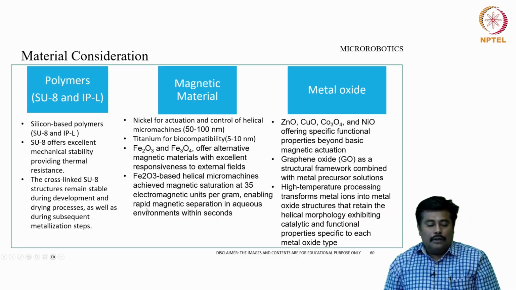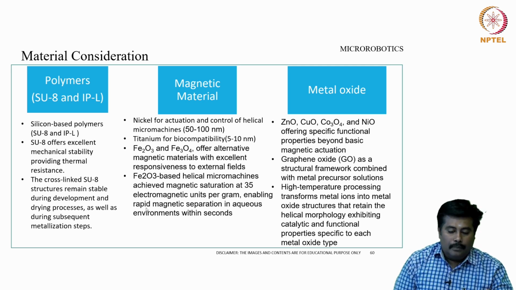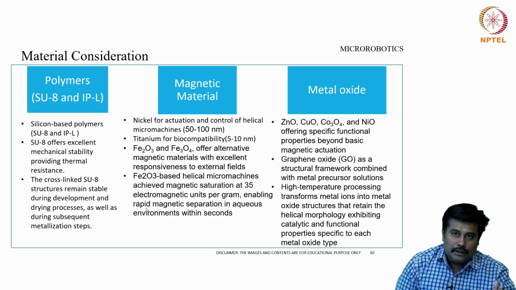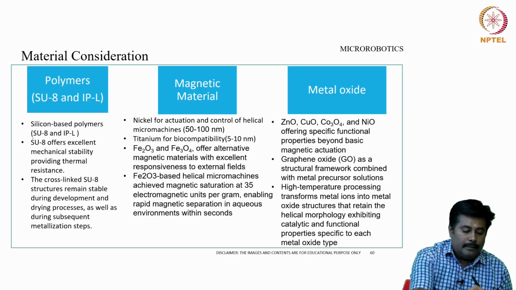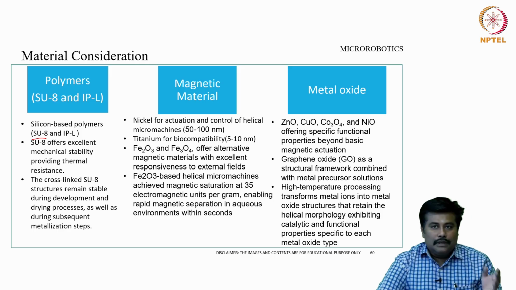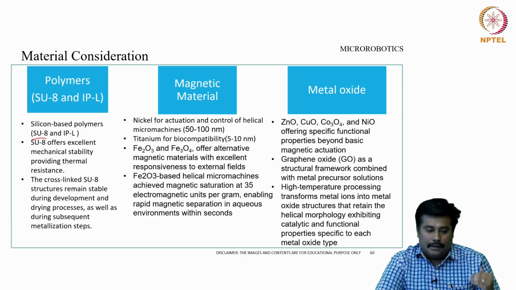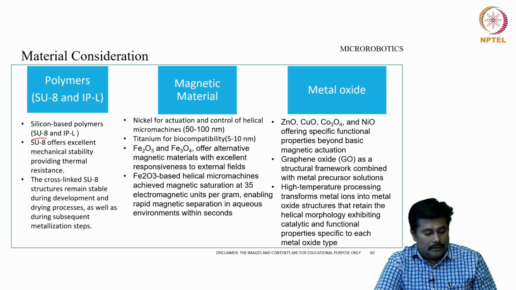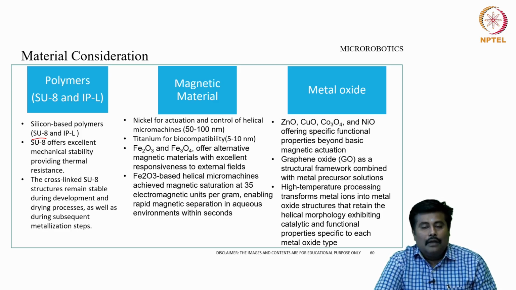When we look into the material considerations, we have polymer materials in place. Our polymer material is a kind of silicon based polymer, technically represented as SU8. SU8 offers excellent mechanical stability, providing thermal resistance. The cross-linked SU8 structures remain stable during the development and drying process as well as during subsequent metallization steps.